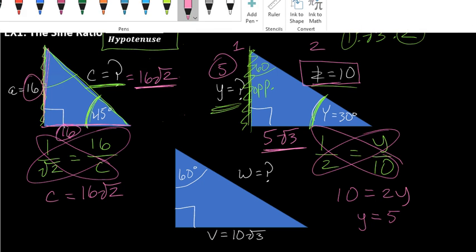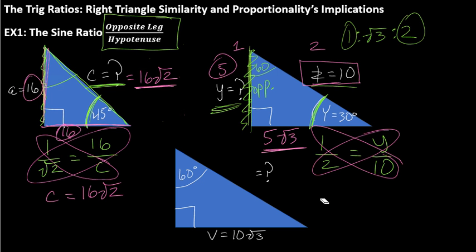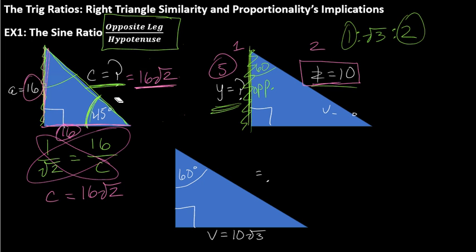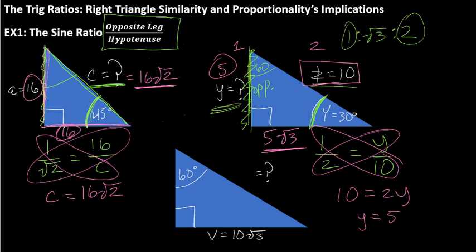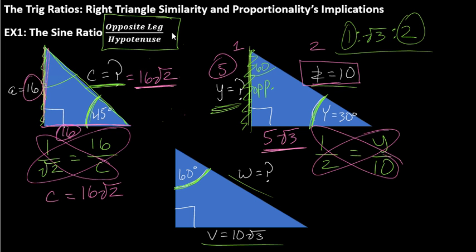Okay, so let's continue. Let me erase and give myself some room here. I erased some things I didn't mean to erase. We're given an angle again. We're given the 60-degree angle, right? And we're given the opposite leg, and we're trying to find the hypotenuse. So again, this is the same kind of triangle as in the previous example, so it's 1 square root of 3 to 2, right? Except we're given the long leg, and we're trying to find the hypotenuse.